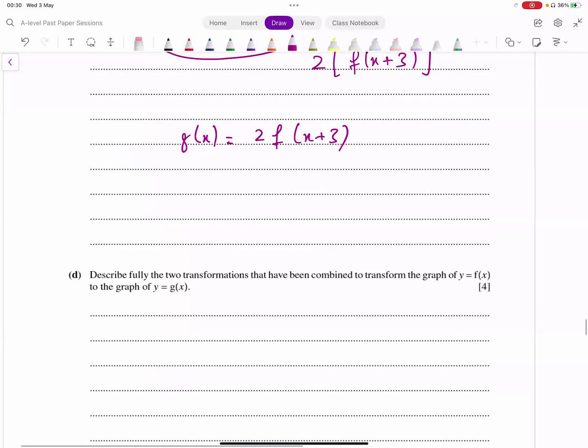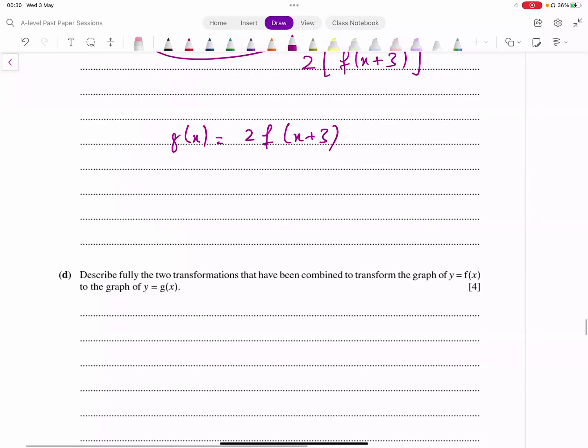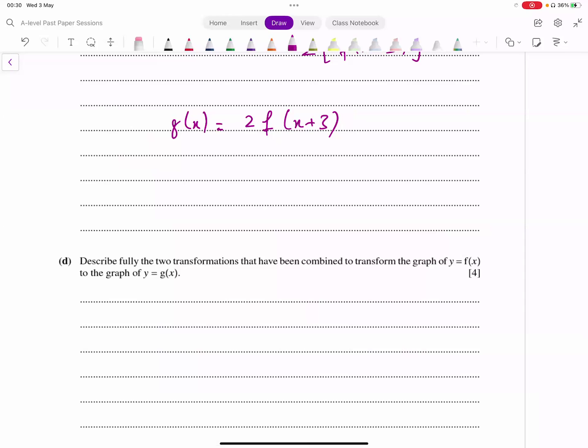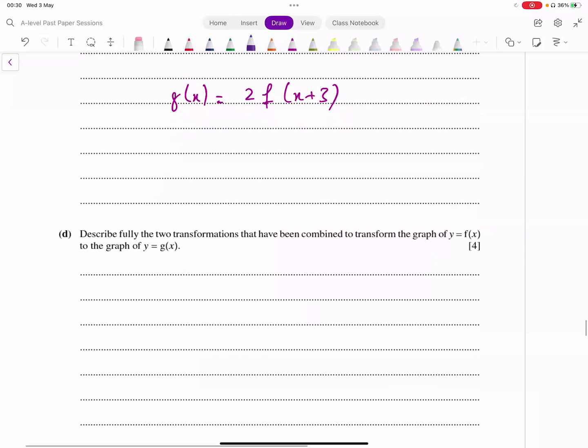Now it says describe fully the two transformations that have been combined to transform the graph of f of x to the graph of g of x. ये कौन सी दो transformations हो रही हैं? You have to describe those transformations. Now once you've converted it to this form, this is pretty straightforward. अगर आपको transformations के concepts ठीक है तो this is pretty straightforward. इसमें order भी matter नहीं करता because one is vertical and the other is horizontal. तो order जो मर्जी हो सकता है, right? Because इनका आपस में order नहीं matter करता. तो आप जो मर्जी पहले लिख सकते हैं.